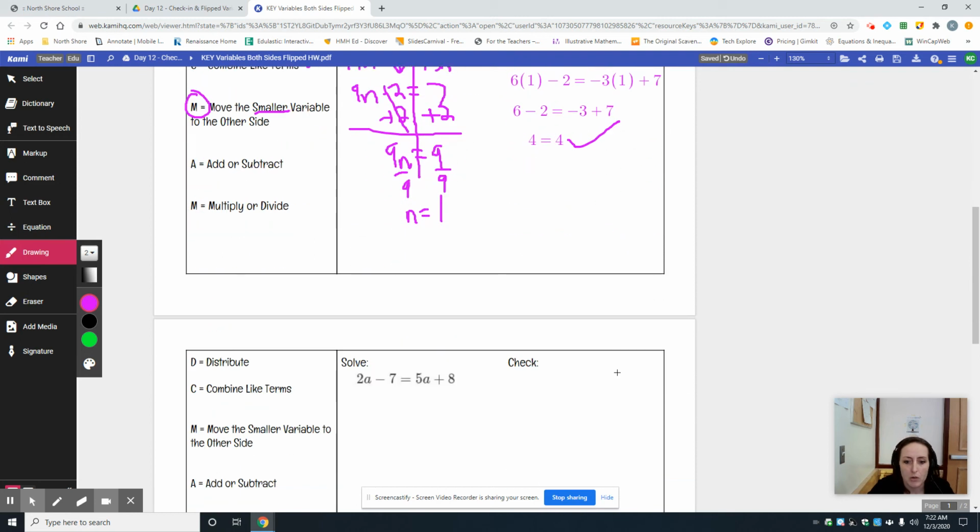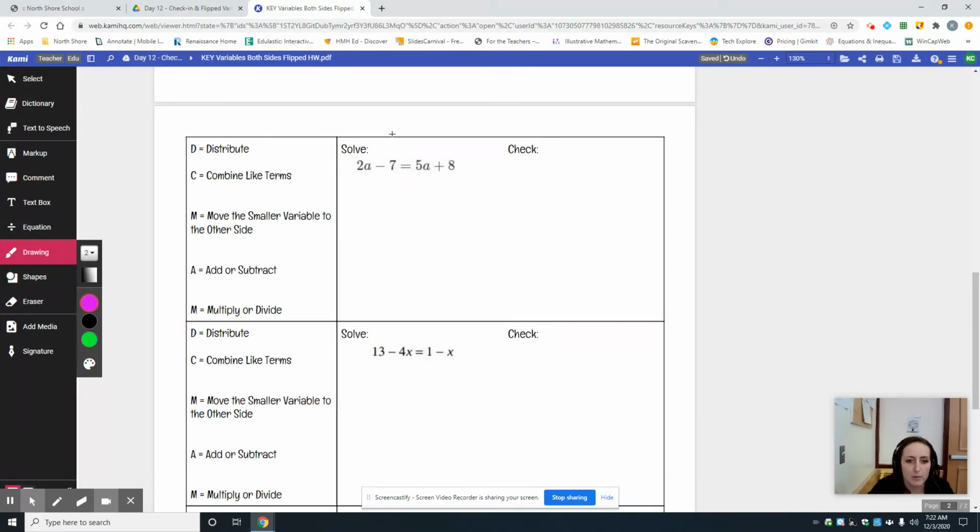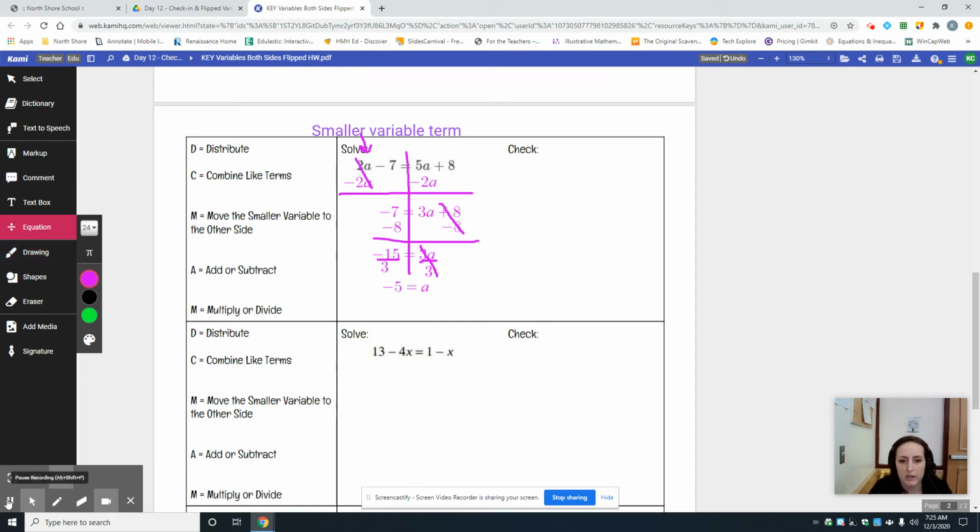Alrighty. What I want you guys to do right now is try this one on your own. Pause the video. I'm going to do my work, and then when you unpause it, you can compare. Alrighty, guys, look over your work. Make sure you have the same answer as me, a equals negative 5. We'll do this check together just in case you're still having trouble.